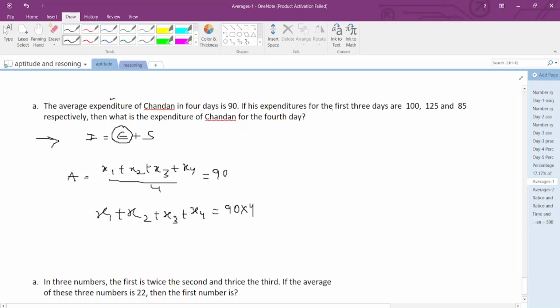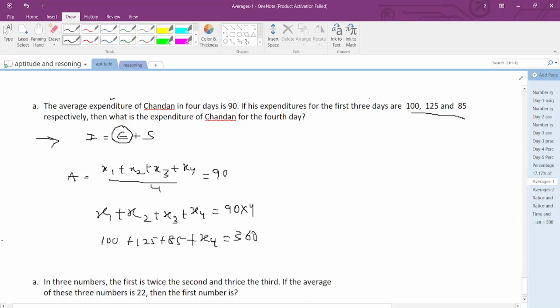Now if his expenditure for the first 3 days are 100, 125 and 85 ఇచ్చాడు. So now see, 3 items ఇస్తాడు ఆల్రెడీ వాడు క్వశ్చన్ లో. So you can substitute, right? 300 in place of x1 plus x2 plus x3, 100 plus 125 plus 85. మనకు తెలియాల్సింది ఏంటి, x4 ఇవ్వలేదు. సో 90 into 4 is 360.